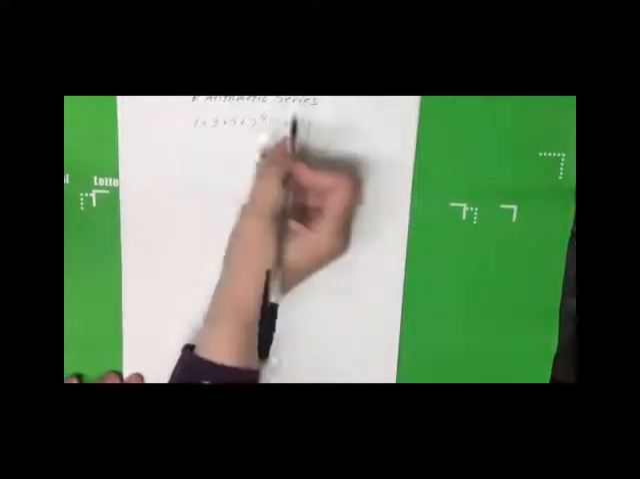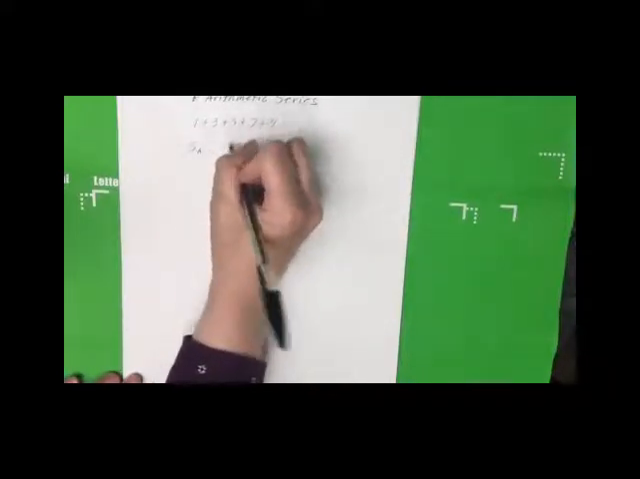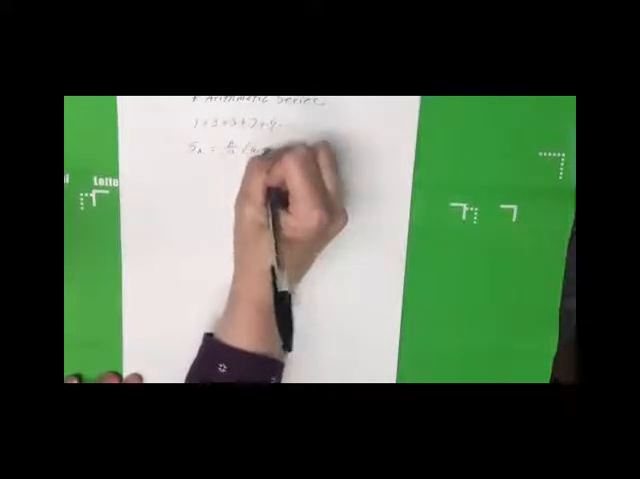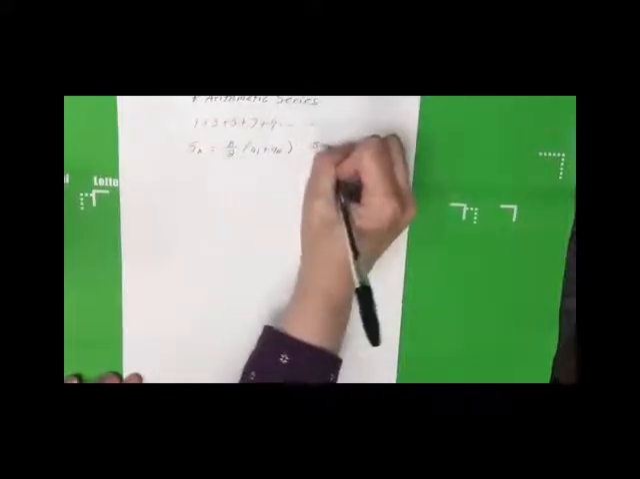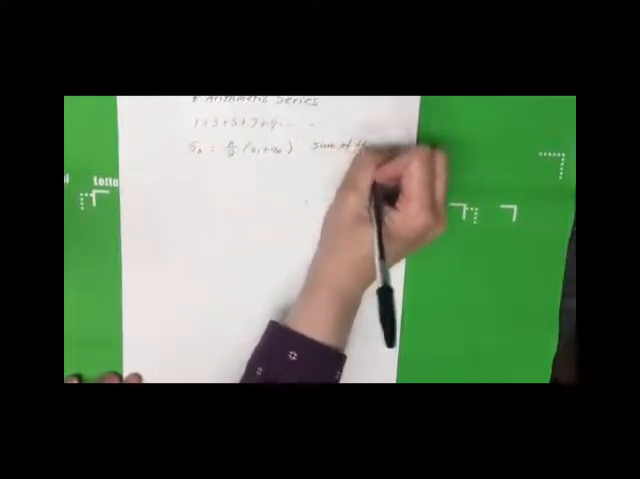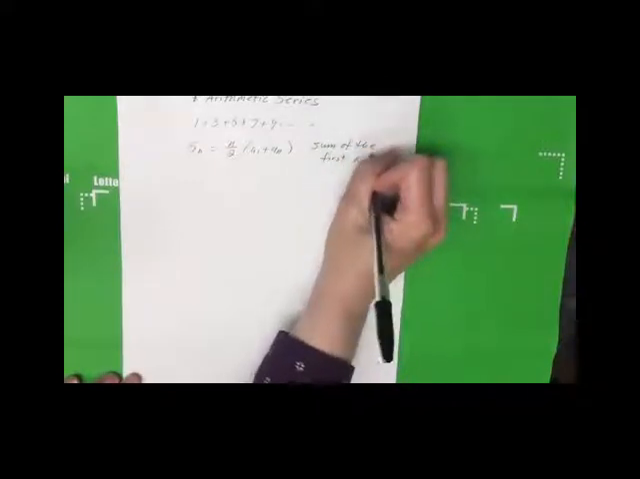Now, as far as the sum of an arithmetic series, if I've got S sub n equals n over 2 times a sub 1 plus a sub n, this is the sum of the first n terms.